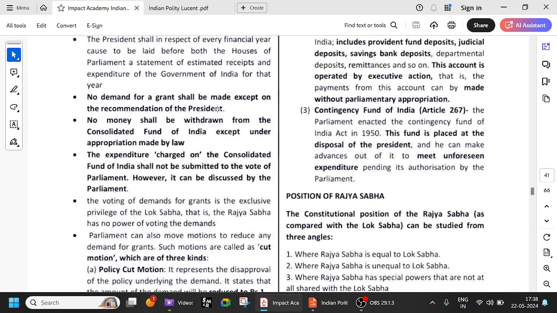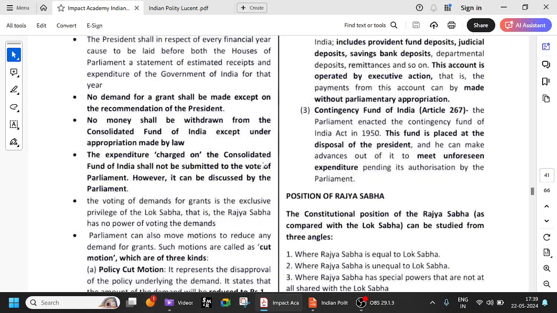So no demand for a grant shall be made except on the prior recommendation of the president. So in order to have any demand for grants, there needs to be a recommendation of the president. No money shall be withdrawn from the Consolidated Fund of India except under appropriation made by law. Okay. So simply, from the Consolidated Fund of India, you cannot take money. It has to be through a proper law. And the Comptroller and Auditor General, the CAG, okay, is the authority which looks after all these funds, how the fund is spent, etc.